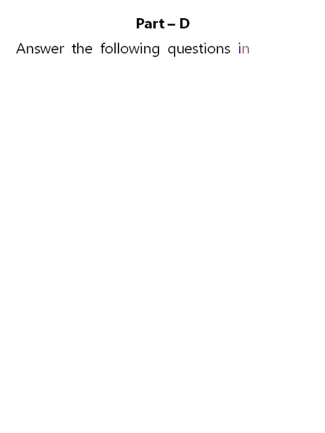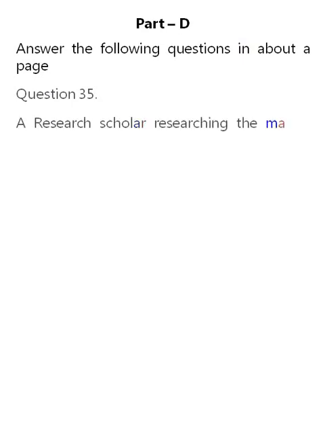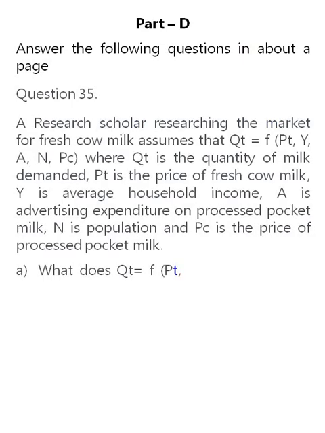A research scholar researching the market for fresh cow milk assumes that QT is equal to F of PT, Y, A, N, PC, where QT is the quantity of milk demanded. PT is the price of fresh cow milk. Y is average household income. A is advertising expenditure on processed pocket milk. N is population and PC is the price of processed pocket milk.